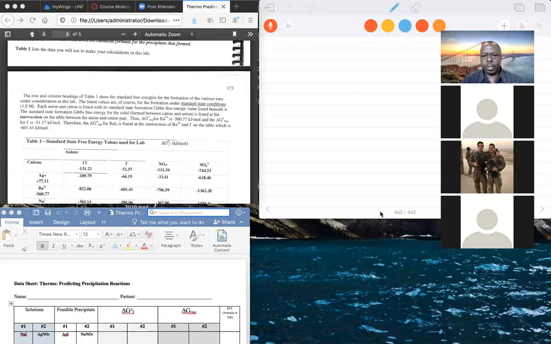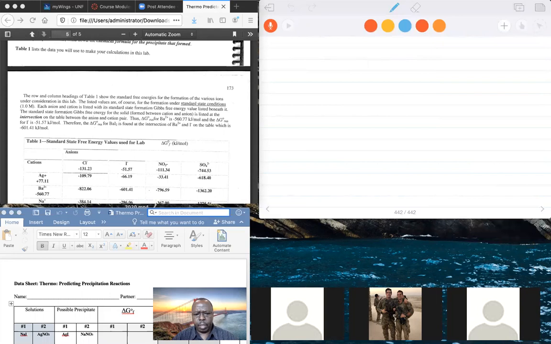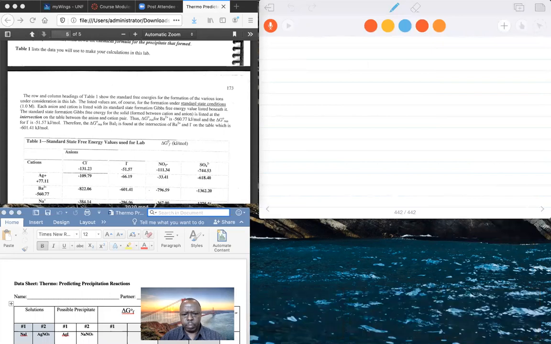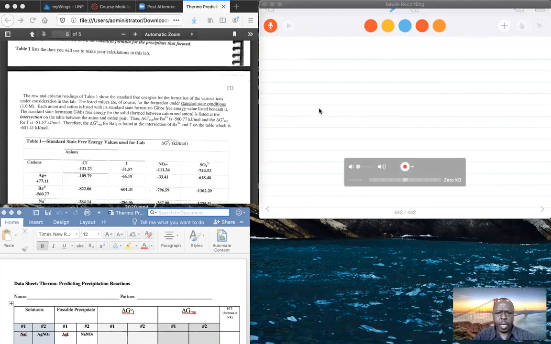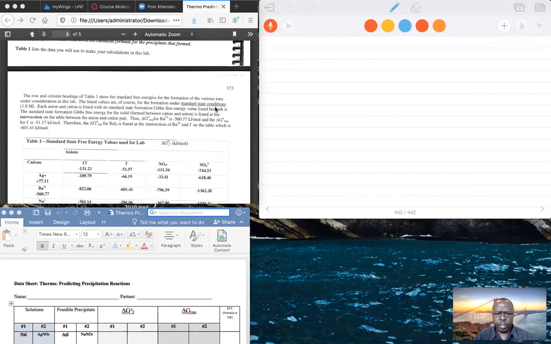Chem 2. Allow me to share my screen because I will be writing something on my whiteboard. Right now, I have the whiteboard on my left, and a worked example on the right side of the screen, and below you will see the data sheet.